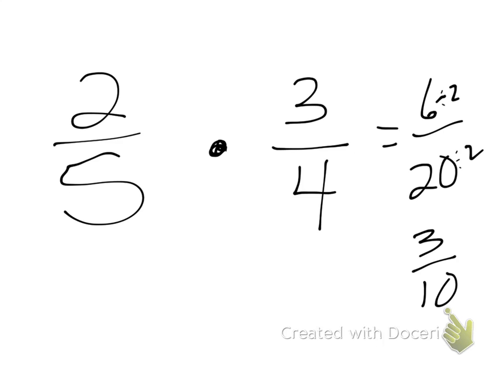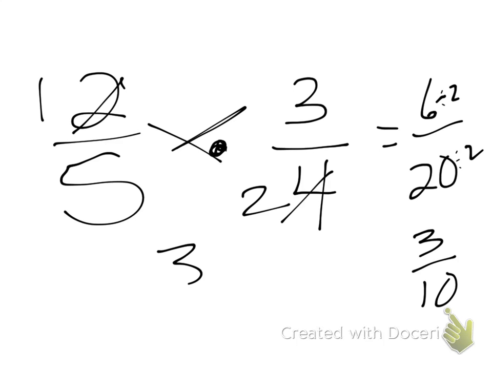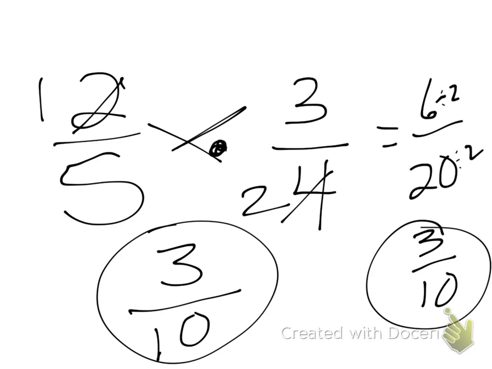Or you could have done the shortcut way. 3 and 5 don't go together. 2 and 4, you can divide them both by 2, so that would be 1, that would be 2, so we would get 1 times 3 is 3, 5 times 2 is 10ths. Now, on problems like this, it's not too hard to do it this way, but I'm going to show you the next problem. I highly encourage you to do the shortcut method.